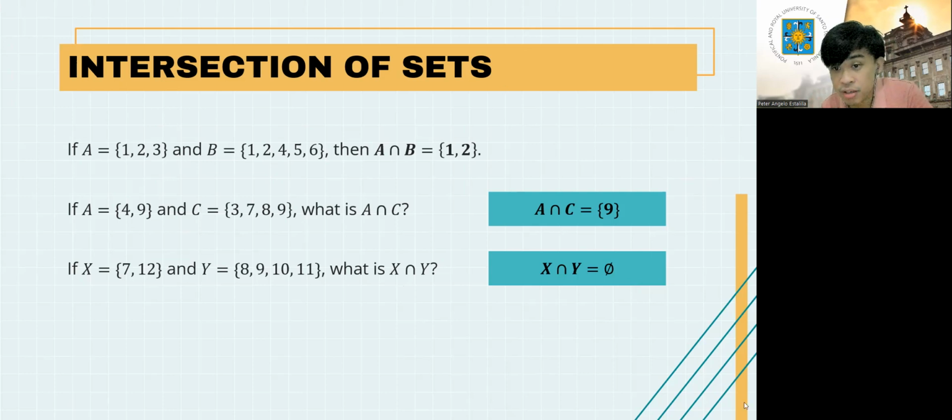Ayan, may question here from Danica. Kapag common sa kanila, isusulat natin pareho. No need na, isa na lang siya. So kagaya dito, di ba, 9 is common, hindi natin siya isusulat ng 9 and 9. 9 na lang. So isa lang siya. Isang beses lang natin isusulat.